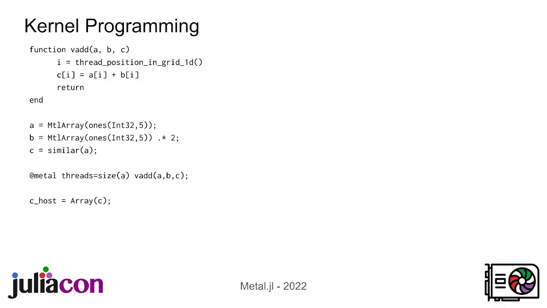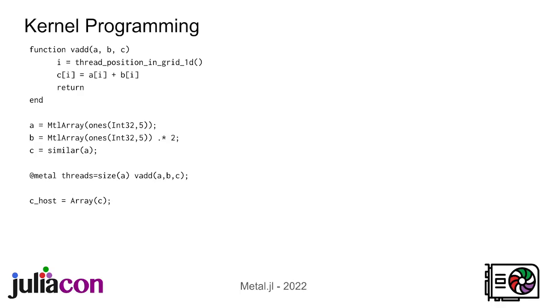If you're looking for kernel programming or lower-level direct access, that is also exposed in Metal.jl. On the left, you can see what a simple vector addition looks like. It's very similar to most of the other frameworks. You have to pre-allocate arrays, you have to define the kernel, and then the kernel is compiled and launched via this @metal macro, which is similar to @cuda or @oneapi.